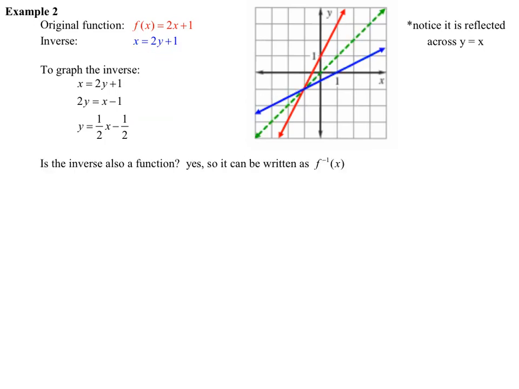And another question you want to ask yourself is, is the inverse of this function also a function? Remember, to be a function, each input has to have only one output. Or in other words, each x has to have only one y. So is it? Yes, a line is always a function. And if your inverse is also a function, you can write it like this. The little negative 1 power just means inverse. So if I just gave you a function, g of x, and said, what is g to the negative 1 of x, you now know that I would be asking you for the inverse.